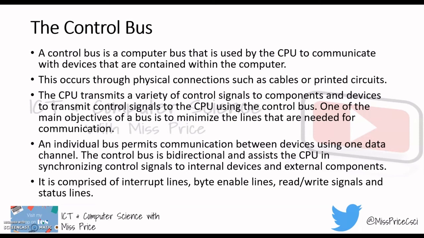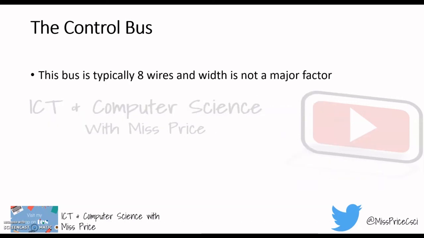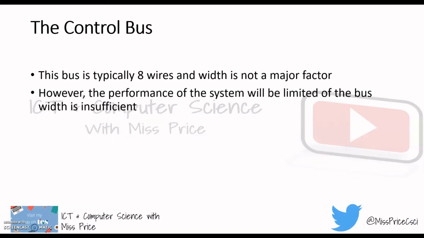Obviously there have to be interrupt lines. There has to be a queuing system for the instructions so that they can be executed at the right time, which is very important. Now, the bus is typically 8 wires. The width apparently is not a major factor, but if there aren't enough wires, then obviously the performance is limited.